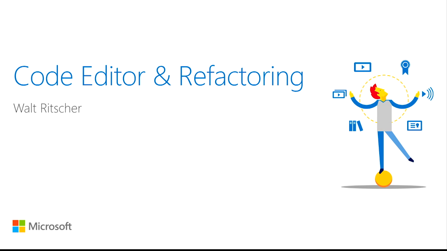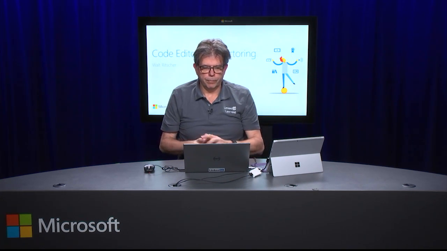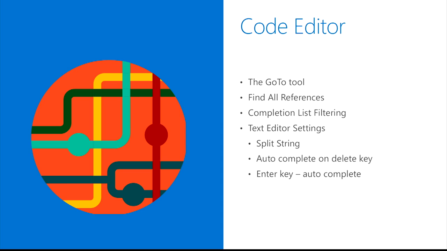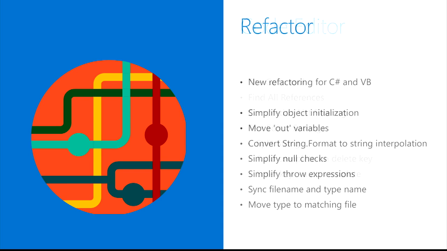In this next section, we'll look at some new items that are in the code editor, and another one of my favorite features is the refactoring tools. So in the code editor, we'll look at the new go-to tool, and we'll talk briefly about find all references, some of the modifications that have been made there. We'll also look at completion list filtering, and then we'll look at some of the text editor settings. Then in the second half, we'll look at the refactoring tools, which are available for C# and Visual Basic. They're all listed here on this slide, but I won't read all these to you. We'll just look at them in the example.